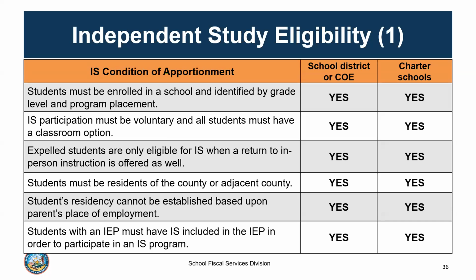If a student has an IEP, the IEP must explicitly state that independent study is an appropriate method of delivering instruction for that student. Otherwise, the student is not eligible to participate and will not generate ADA through independent study.